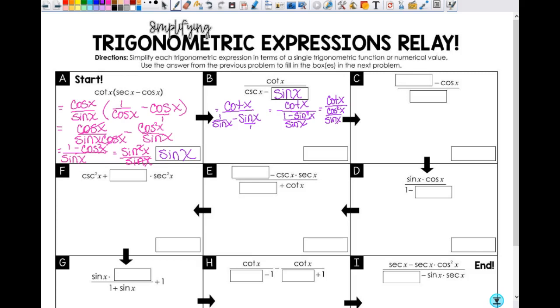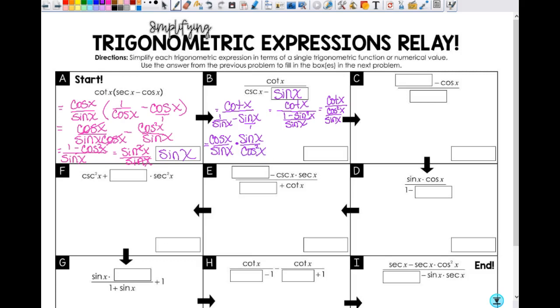Can I make cotangent into a quotient? What is cotangent as a quotient? Cosine over sine. So cosine of x over sine of x. And it's going to be divided by that cosine squared over sine. But dividing by that is the same as multiplying by the reciprocal, right? So I'm actually going to multiply by the sine of x over cosine squared x.